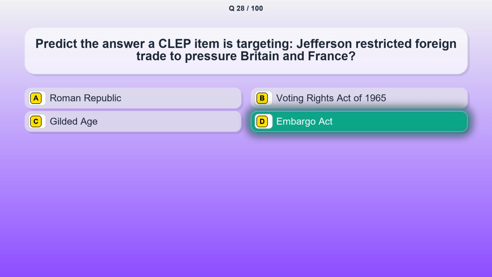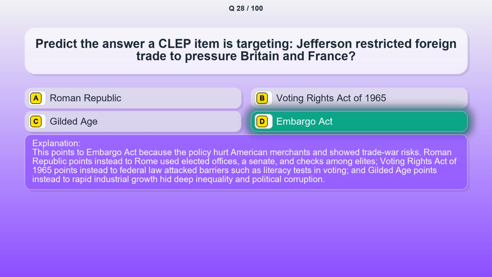The correct answer is option D, Embargo Act. This points to Embargo Act because the policy hurt American merchants and showed trade-war risks. Roman Republic points instead to Rome used elected offices, a Senate, and checks among elites. Voting Rights Act of 1965 points instead to federal law attacked barriers such as literacy tests and voting, and Gilded Age points instead to rapid industrial growth and deep inequality and political corruption.